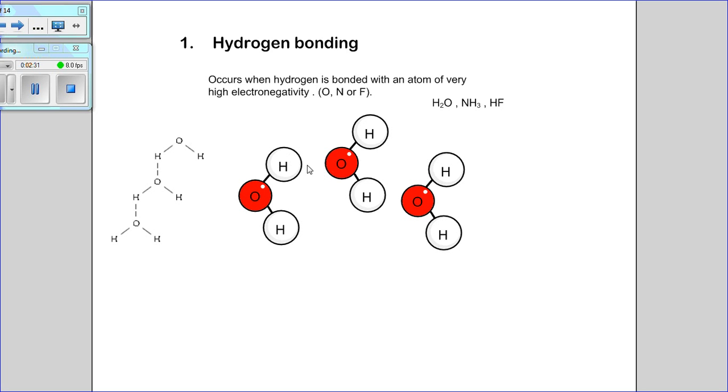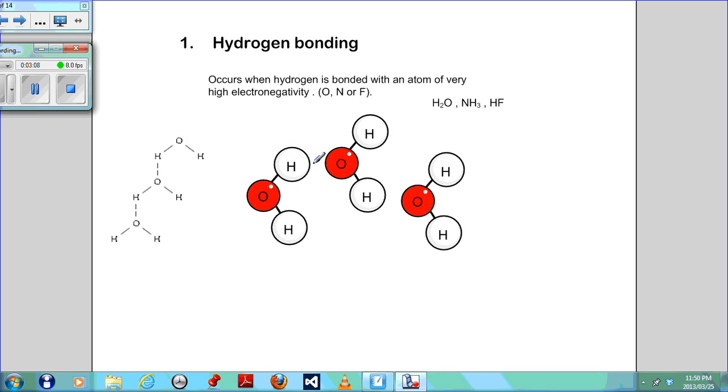And we see that the attraction between this hydrogen, which is quite positive now, and this oxygen, which is quite negative, is very strong, so much so that it is almost as though this hydrogen is bonded to that oxygen rather than the oxygen that it is attached to originally. So this force between the hydrogen and the oxygen is called hydrogen bonding, and it is the strongest intermolecular force that is known.